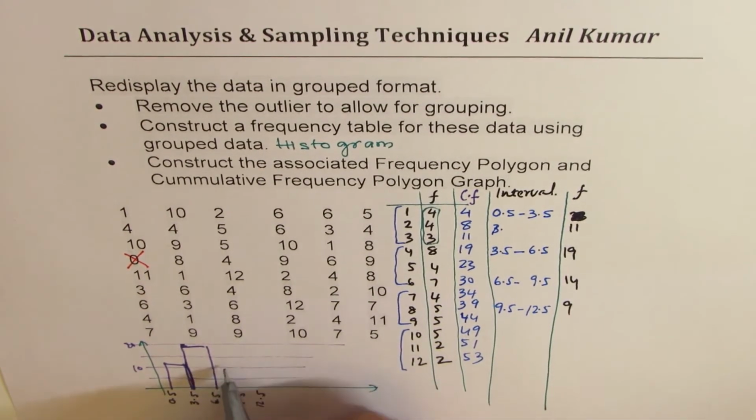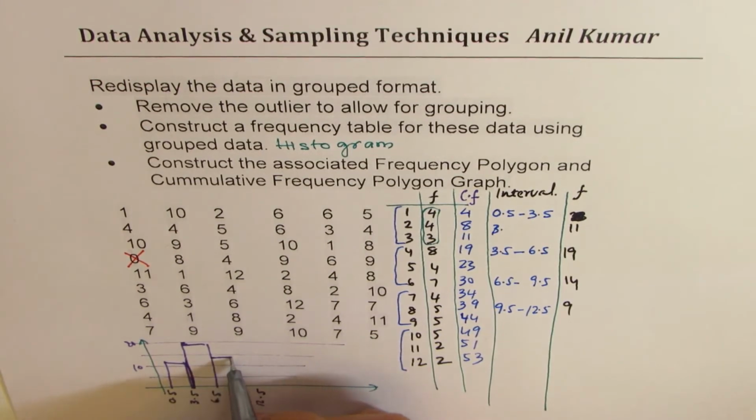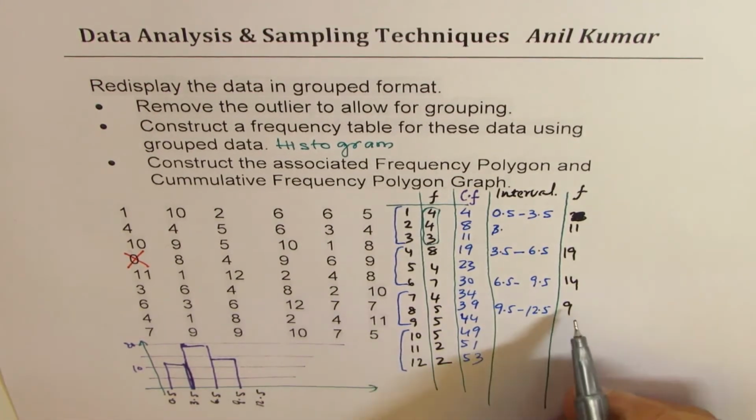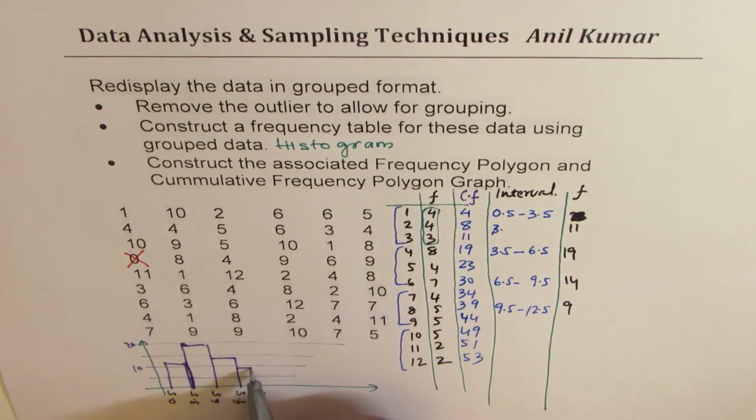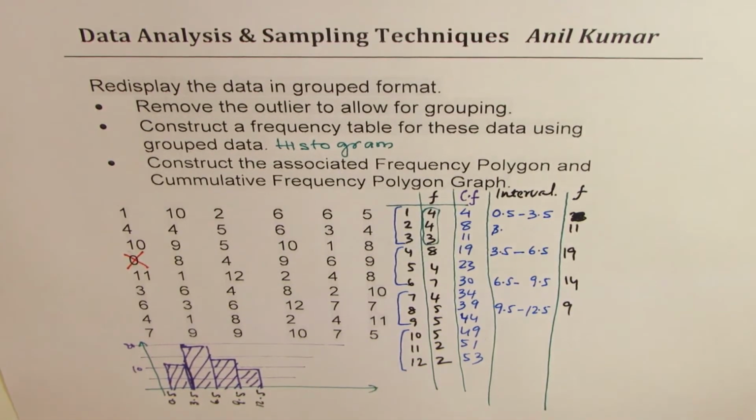19, then we have 14, so here. And then we have 9, so lower than this. You get an idea, correct? So when you fill this up, it becomes a histogram representing the group data. Perfect.